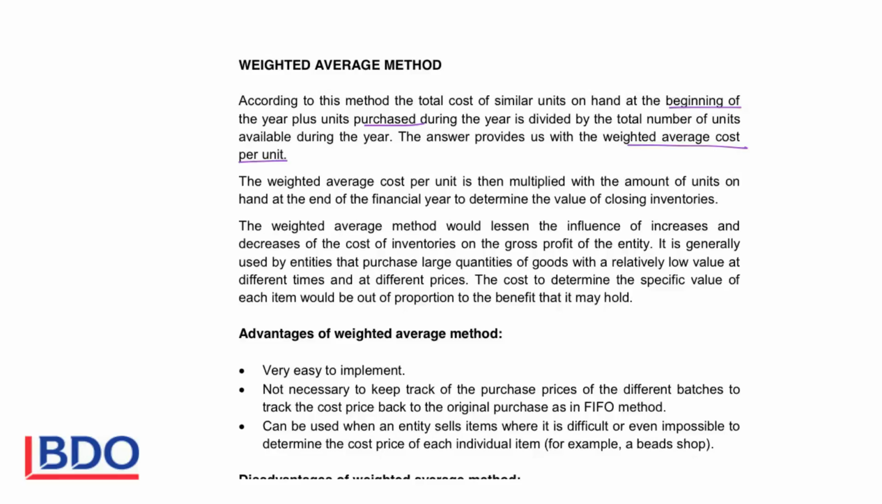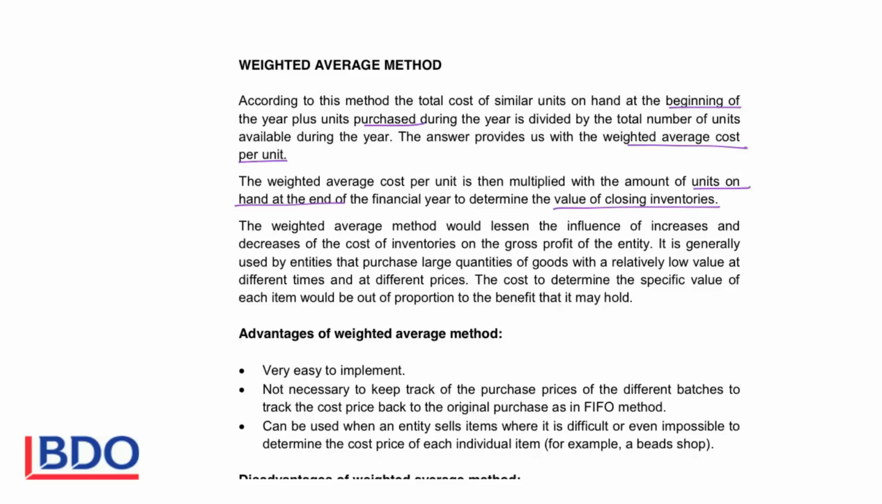The weighted average cost per unit is then multiplied with the number of units at the end of the year so that we can determine the value of our closing inventories. So at the end of the financial year, we will do a stock take to determine how many units are left over that were not used or sold during this year, and we will multiply this number of units in the closing inventory with the cost per unit.